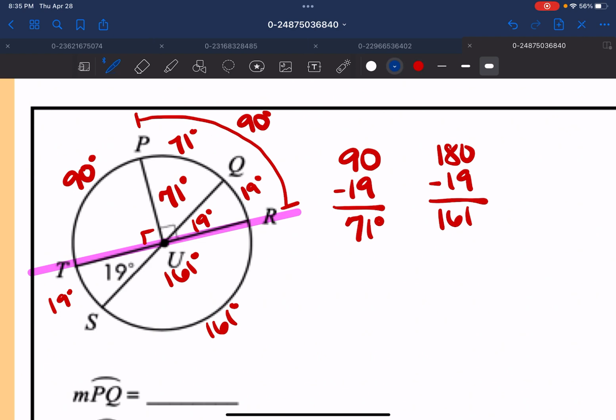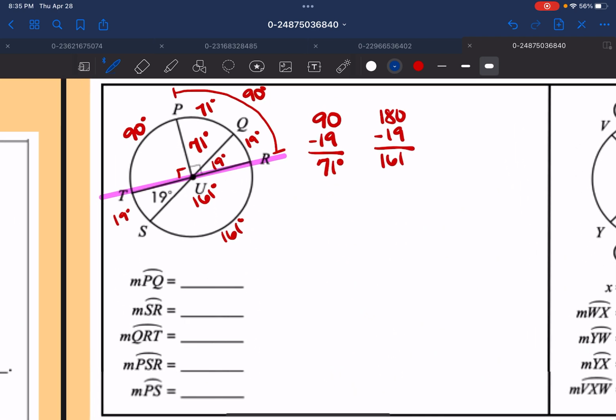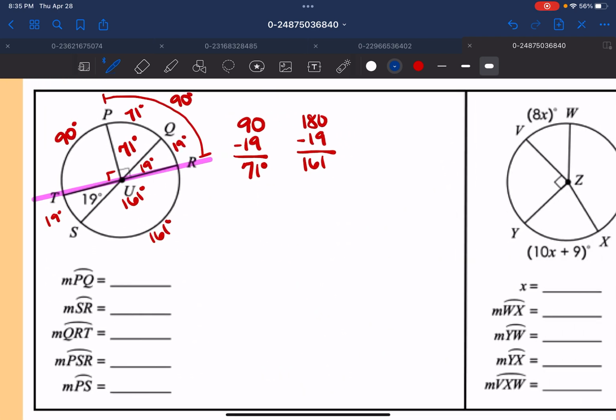So now let's answer some questions based on that. So PQ, I'm going to highlight in green. PQ is arc PQ here. We can see that that is 71 degrees.